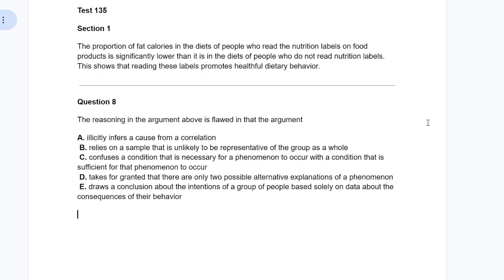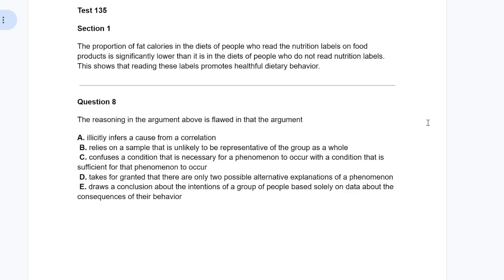So this is a similar situation where the fat calories people consume, sure, that's less for these people, but it's not because they also read the nutrition labels. It's because they're healthy. You could just as easily claim that, well, they read the nutritional labels because they eat less fat. Fat does something to your brain that makes you want to read more.